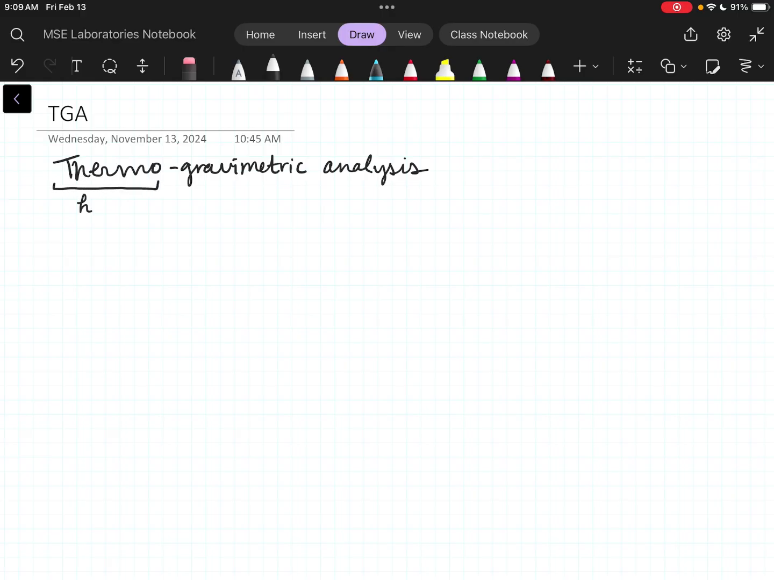Any breakdown of those words that you recognize? Thermo, heat, and then gravimetric, something to do with gravity. Yes. Gravi being like a weight related thing. Metric meaning measure. And then we're going to ignore analysis because we all know that analysis is just a word. So this is the study of how heat and weight affect one another.